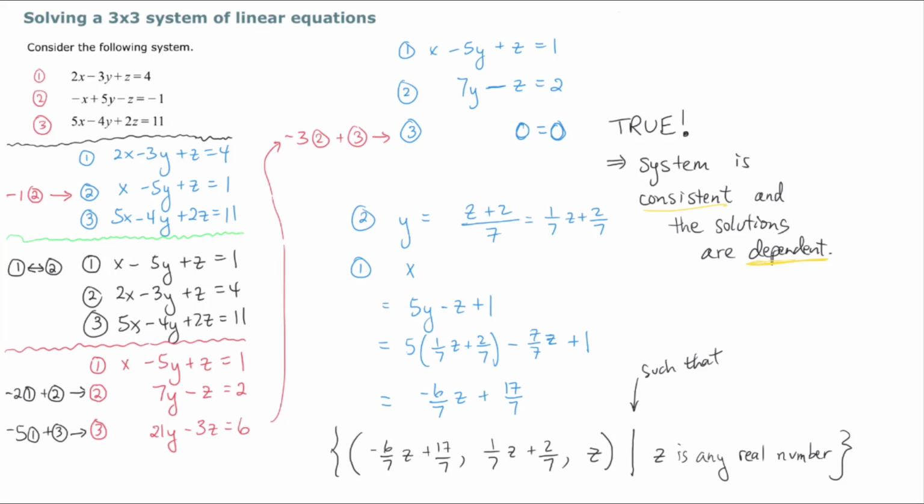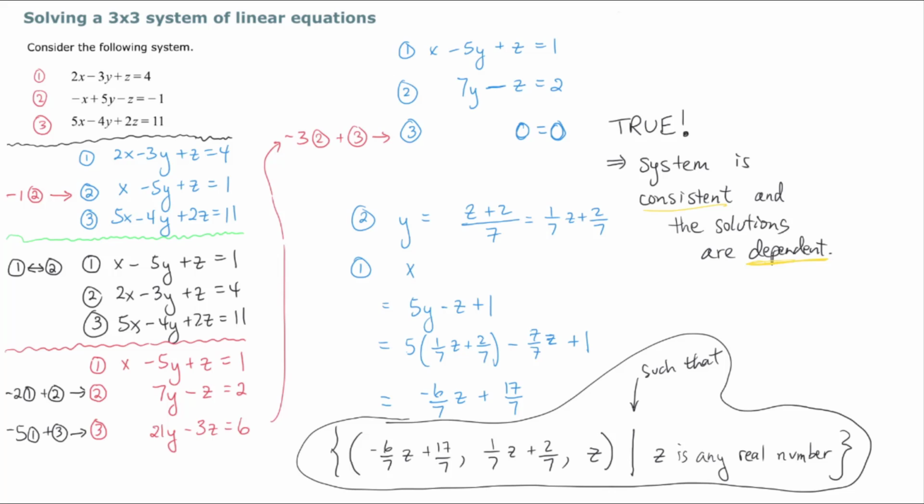Let's circle our final answer. The system consists of an infinite number of solutions and the solutions are dependent. So this system is consistent and the solutions are dependent.